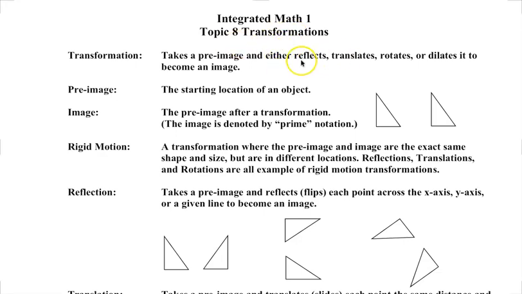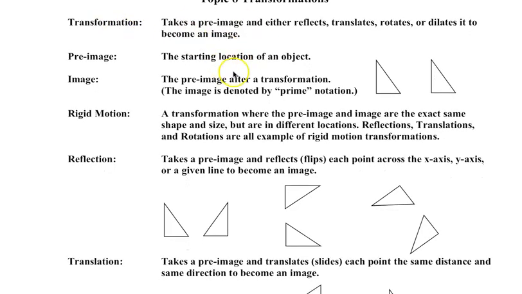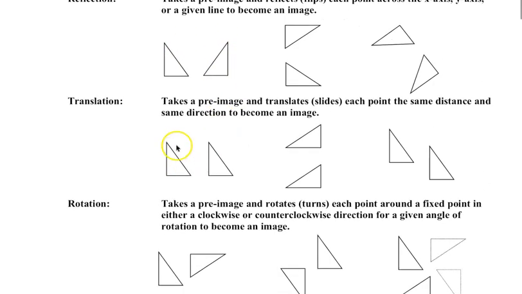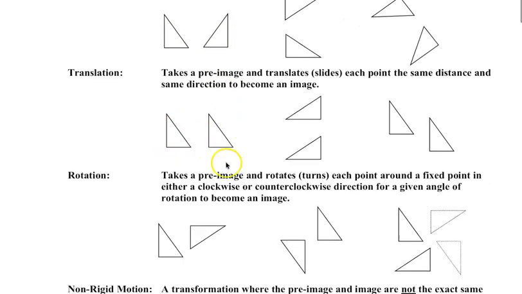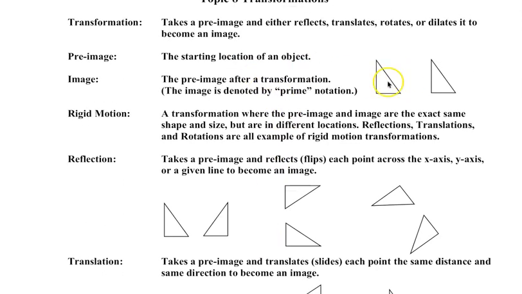Topic 8, transformations. A little overview before we go into the main lesson. What a transformation is: we're going to get an image and we're going to move it. We could either reflect it across a line, we could just slide it, or we could rotate it. That's what a transformation is. We're going to take that same image and move it to a different spot. The image that we start off with is called the pre-image.